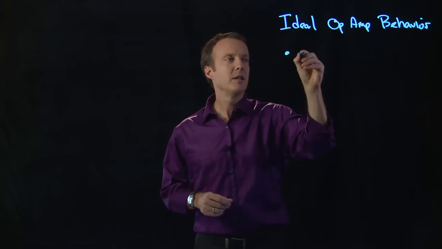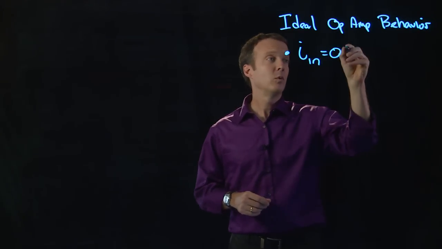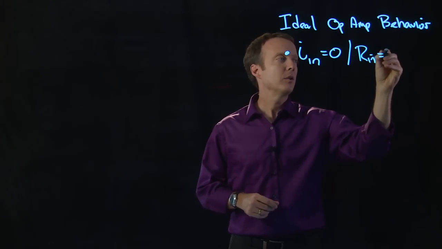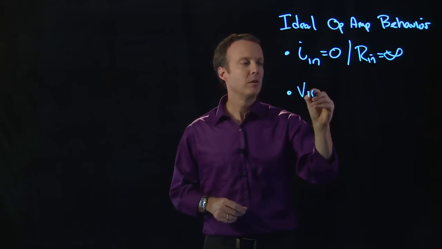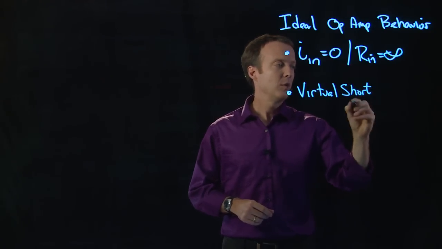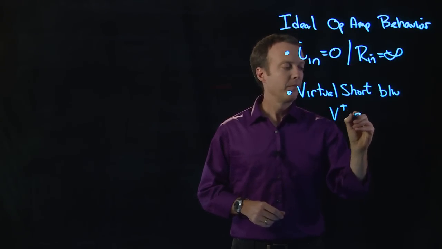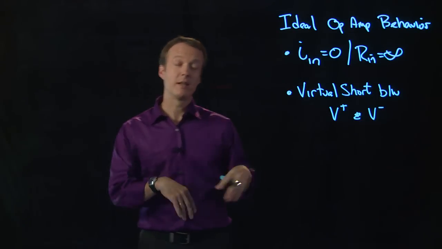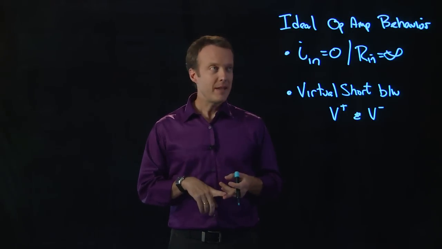So the first, of course, is that the current into the op-amp equals 0, or that the input impedance, we'll call Rin, equals infinity. And the second assumption is that there's a virtual short between the non-inverting and the inverting terminals of the op-amp. So these are the two properties that we've been using to solve the circuits that you've seen so far: the unity gain buffer, the non-inverting amplifier, and the inverting amplifier.